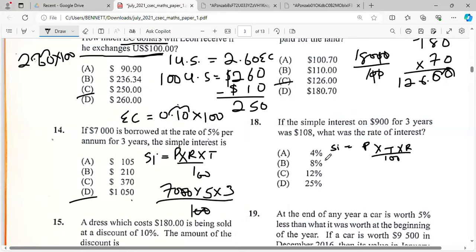So what's the simple interest? 108, right? Sometimes students struggle with it a bit. The principal is 900, and then we have 3 years. We don't know what the rate is, so we're going to use R, over 100. Transpose now, right? We want R on this side, so it's 108 times 100, because this is a divide, so we times. This is a times, so we divide. So that'll be 900 times 3.